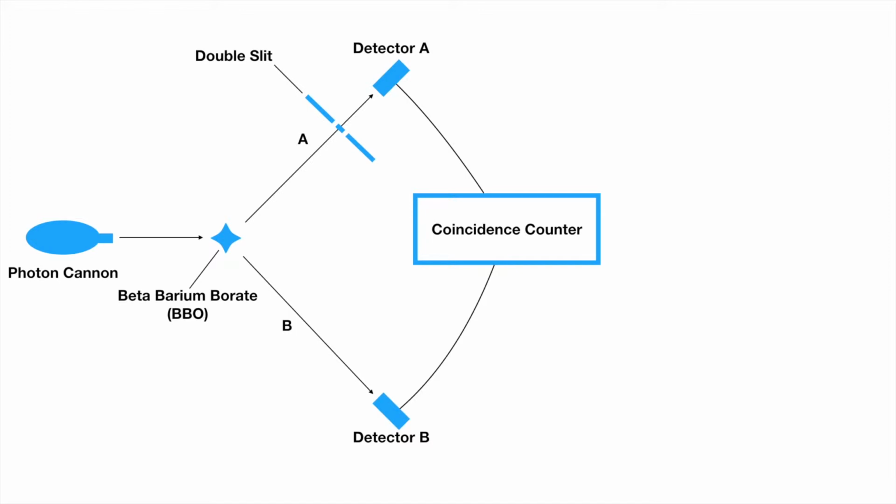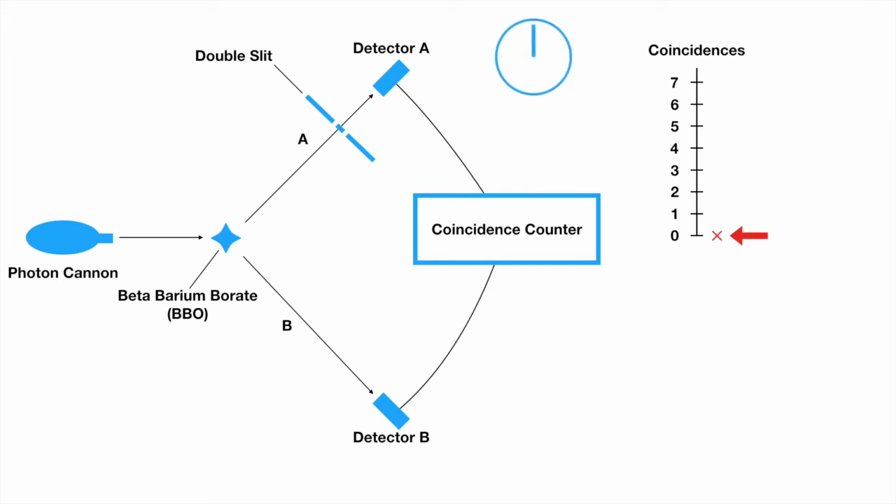Now, when we run the experiment, the photon cannon shoots particles at the BBO crystal. They get converted into two particles. One goes through the double slit and into the A detector. The coincidence counter goes click and waits until the B particle also arrives at its detector. When both particles have arrived, the coincidence counter goes up by 1. We're going to show these so-called coincidences on an axis.